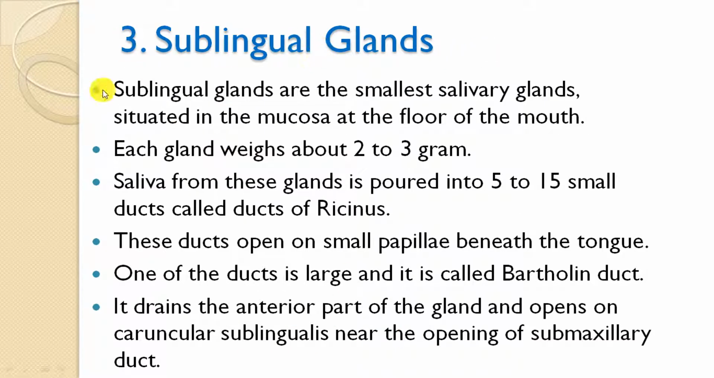Next is the sublingual gland, the third major salivary gland and the smallest salivary gland, situated in the mucosa of the floor of the mouth. Its weight is 2 to 3 grams, and its saliva is drained through the ducts of Rivinus, which open with small papillae beneath the tongue. One of the ducts is large and is called the Bartholin duct. Out of 5 to 15 ducts, some are smaller and some are major, and the major one is the Bartholin duct. It drains the anterior part of the gland and opens into the caruncula sublingualis, the opening of the submaxillary duct.